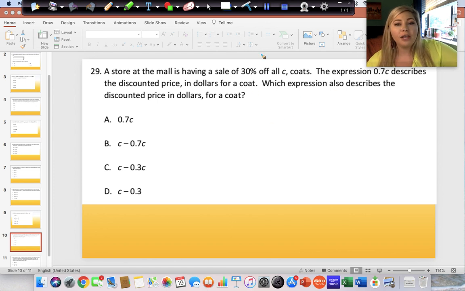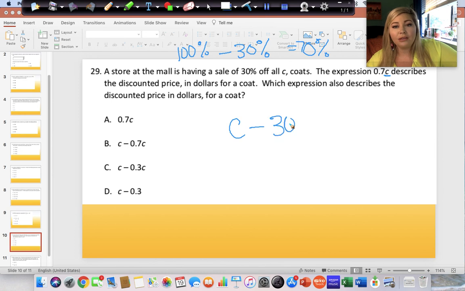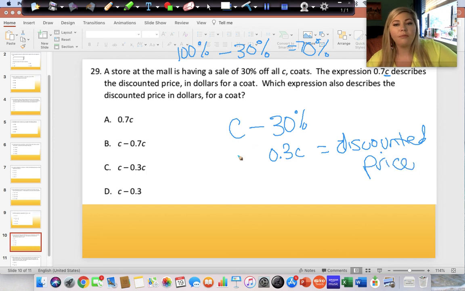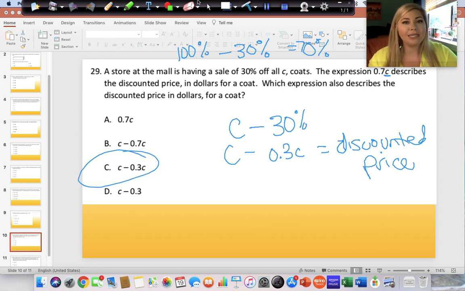So, if we're taking 30% off of something, we're taking that 100% of the cost, and we're subtracting 30% of the cost, and that's how we get the 70% of the cost. So you can either multiply the cost of the coat times that 70% and get your answer. Or you can take the price of the coat, subtract 30% of the coat, 30% or 0.3 times the coat, and then that would give you the discounted price of the coat. Okay, so C minus 0.3C gives us our discounted price. So that would be answer choice C.